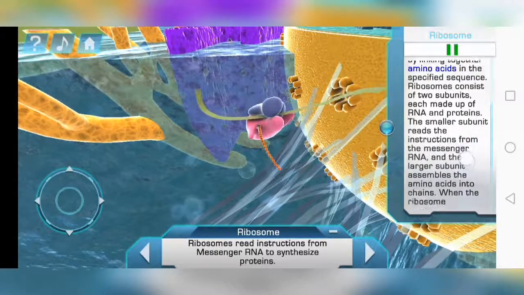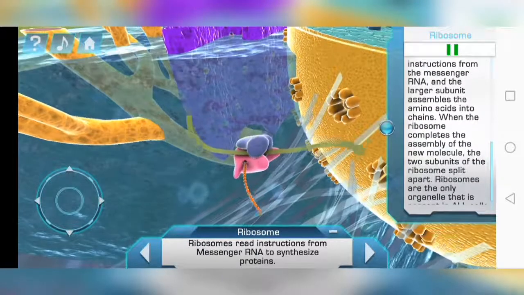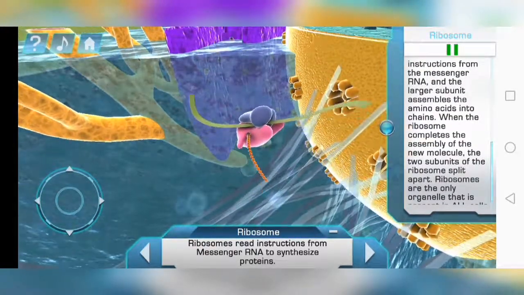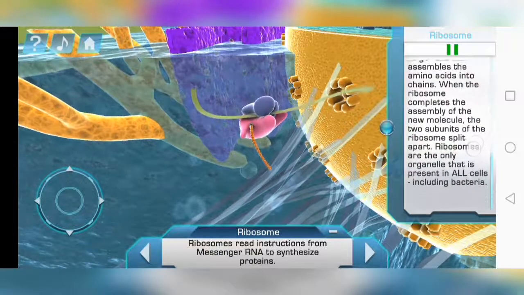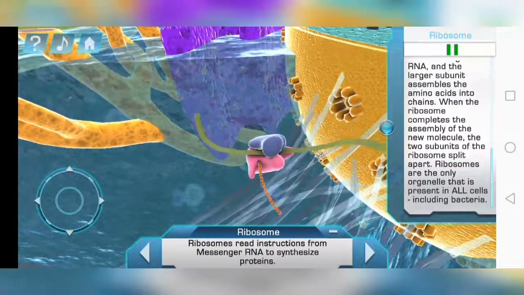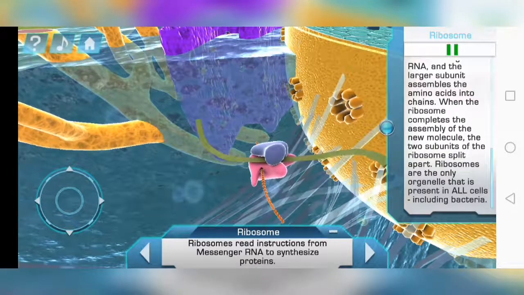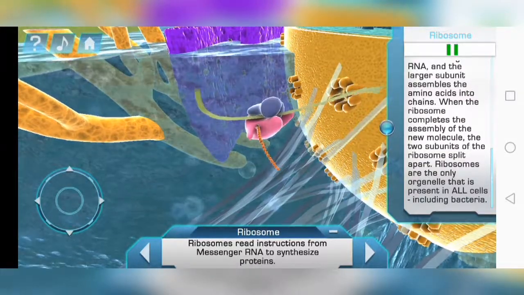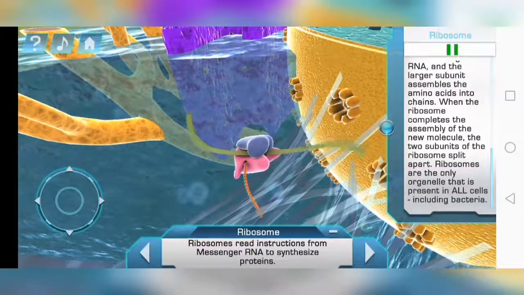The smaller subunit reads the instructions from the messenger RNA, and the larger subunit assembles the amino acids into chains. When the ribosome completes the assembly of the new molecule, the two subunits of the ribosome split apart. Ribosomes are the only organelle that's present in all cells, including bacteria.